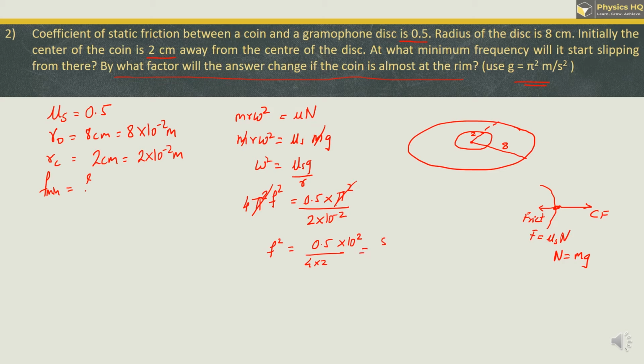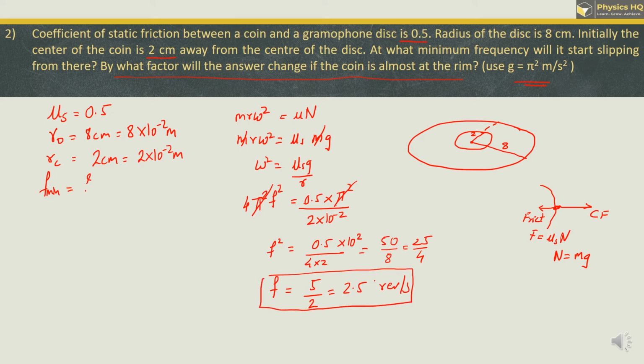This will be 50 by 8, which can be written as 25 by 4. Now if we take the root on both the sides, the root of 25 is 5 and the root of 4 is 2. So we got frequency as 2.5 hertz or revolutions per second. So this is the frequency that we got.